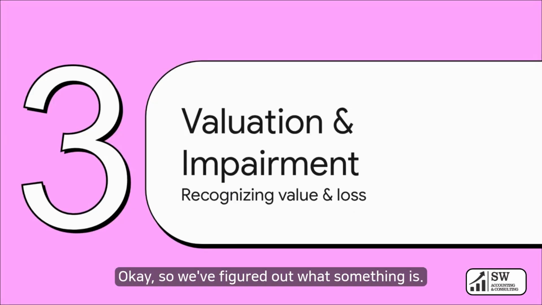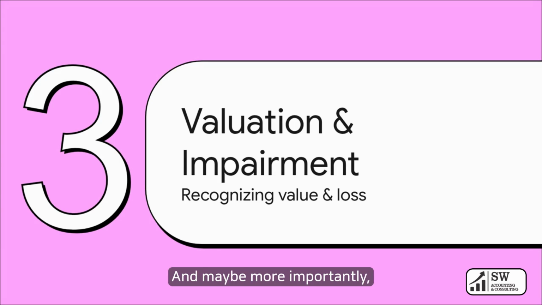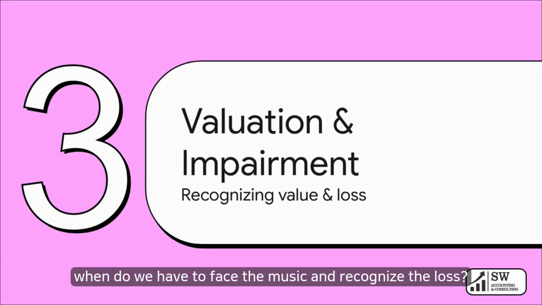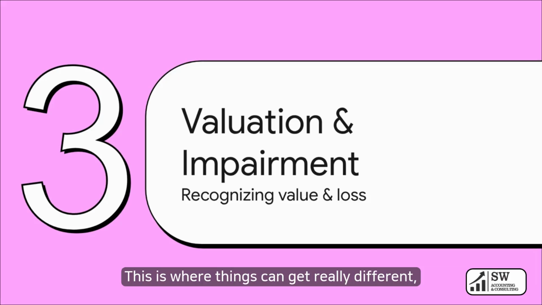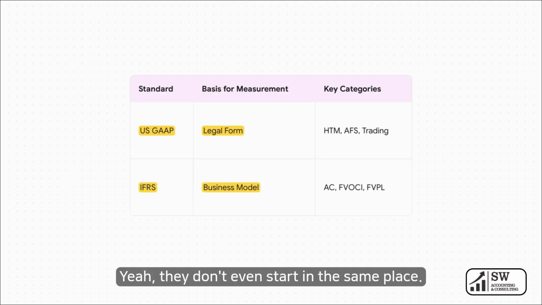Period. Okay, so we've figured out what something is. Now for the next big challenge. What's it worth? How do we put a number on it on the balance sheet? And maybe more importantly, when do we have to face the music and recognize the loss? This is where things can get really different, especially when it comes to timing and how much the numbers jump around.